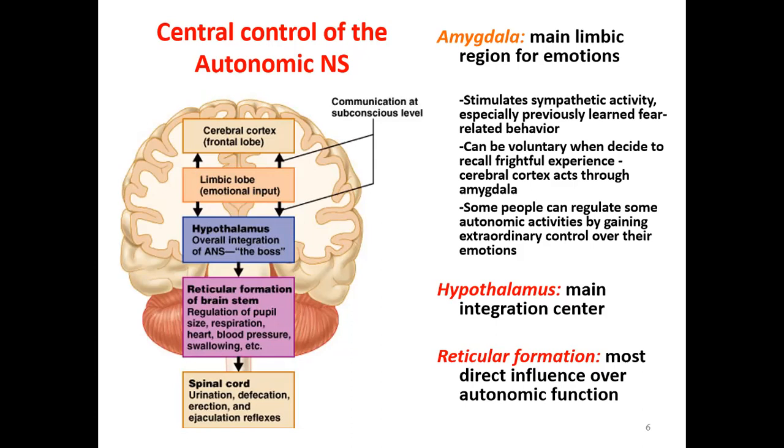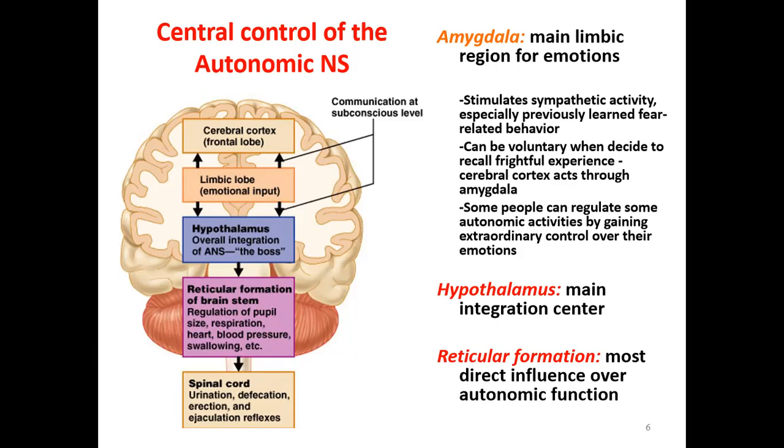Then there is one more thing which is called the reticular formation of the brainstem. The reticular formation of the brainstem is regulating the pupillary size. It is regulating the respiration, the heart, the blood pressure, and swallowing.